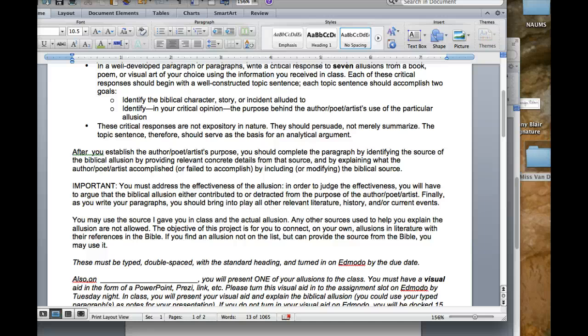So I'll let you use one of the sources that I've given you in class that we've talked about. So that's a freebie, and all the other ones you need to find on your own. The objective of the project is for you to connect allusions in literature with the references in the Bible. If you find an allusion that's not on the list that I give you, you can completely use it. You just need to give me the reference from the Bible, talk about it.